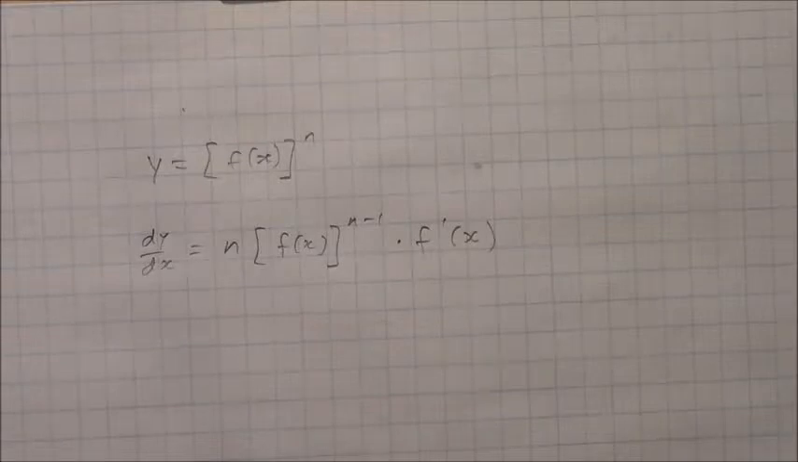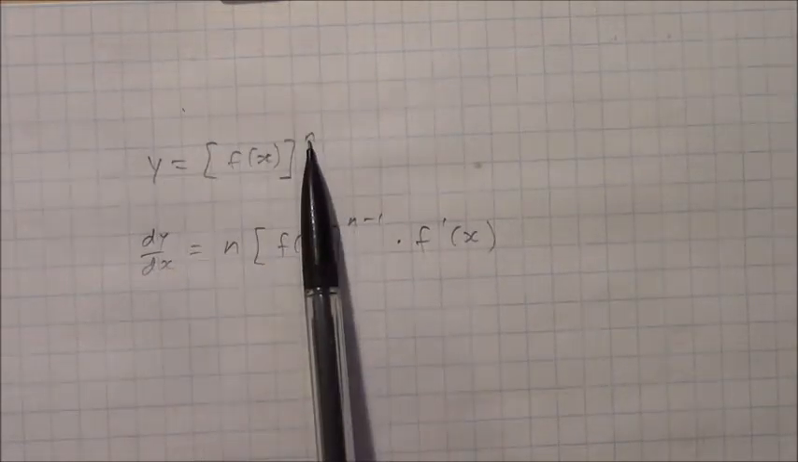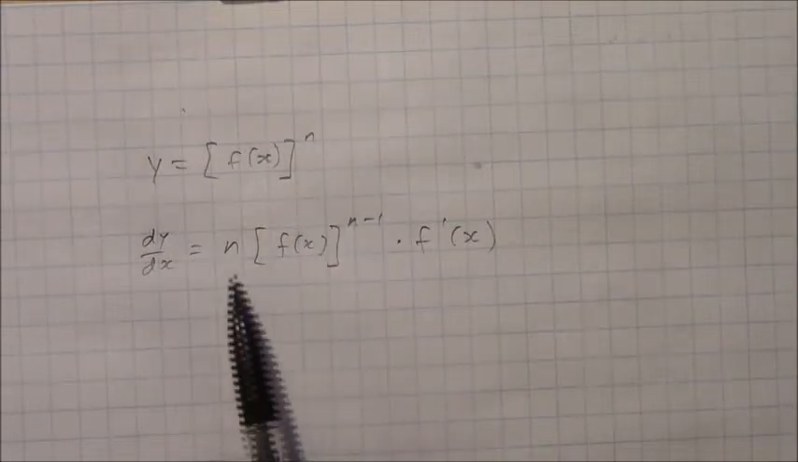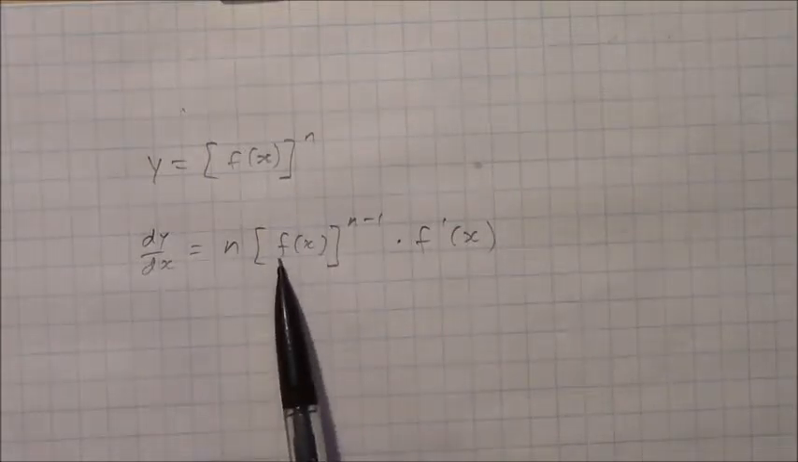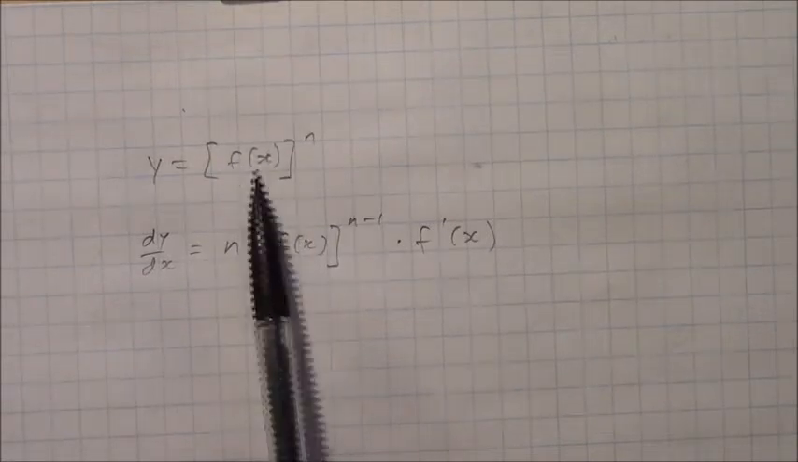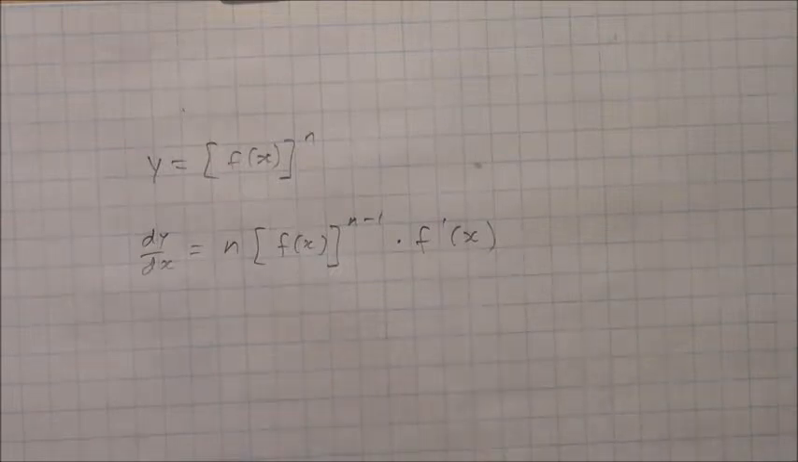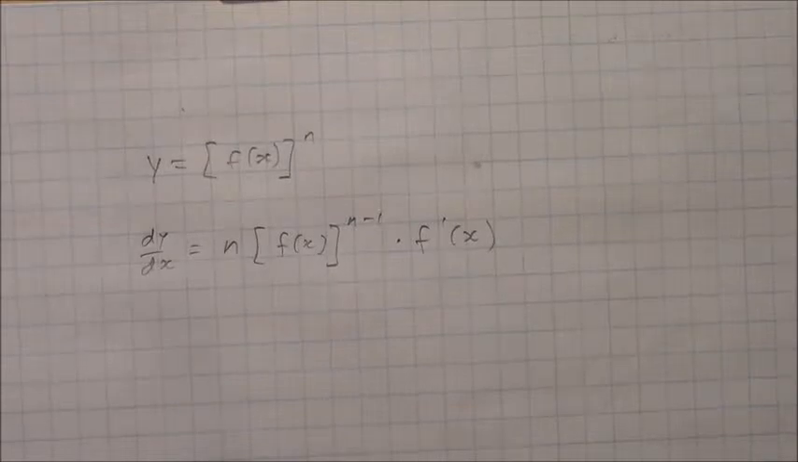Okay, which basically says you take the derivative of the power, which we have here, and then we multiply that by the derivative of the function on the inside. Okay, so we're going from the outside in. Okay, so that's basically what the chain rule says.